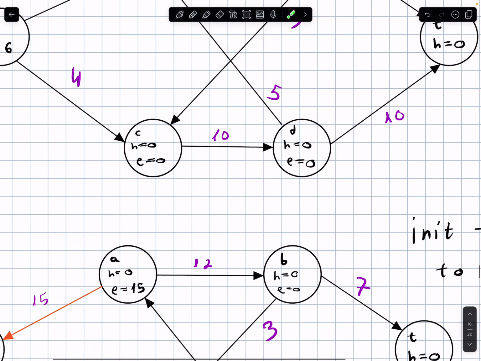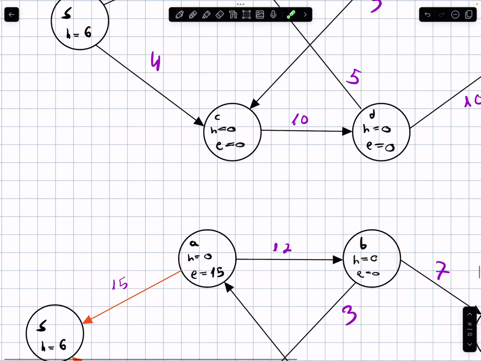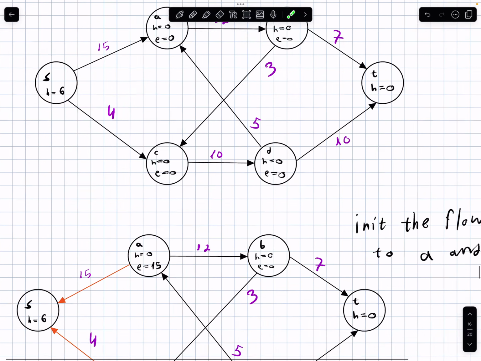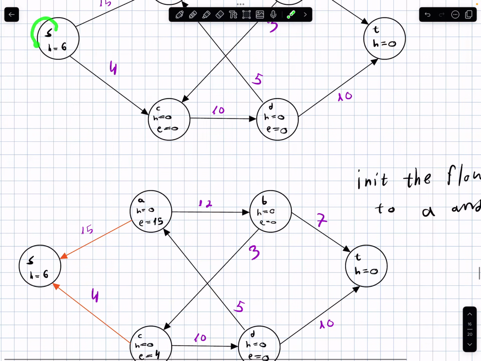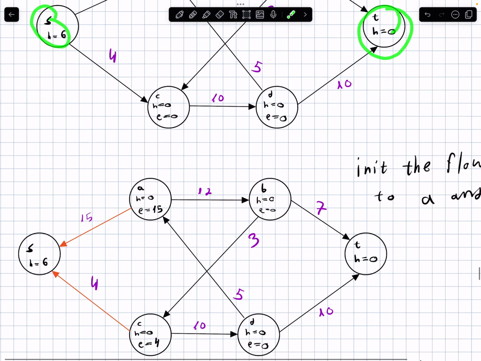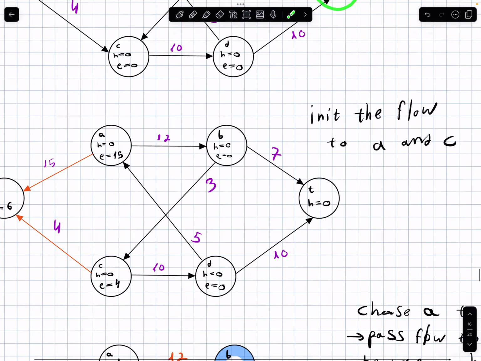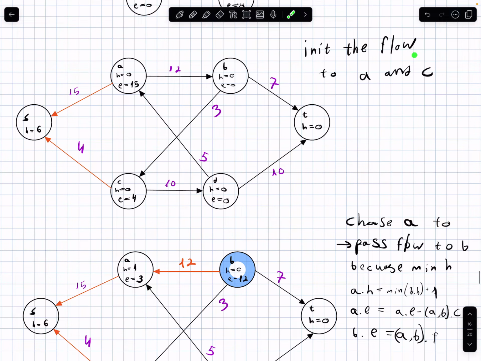So A, B, C, D, E, and T. So there is no E, but S and T anyway. So this is the source, this is the sink. Let's go. Okay, the first step is to initialize the flow to A and C. So what we basically do is initialize the flow to be 15.